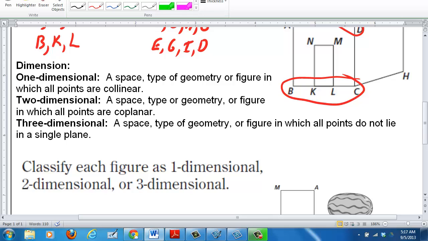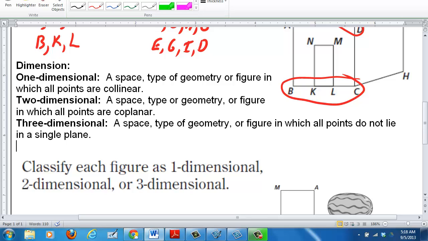All right, now that we've defined collinear and coplanar, that's going to allow us to define dimensions in geometry. We know that we live in a 3-dimensional world, but we can break those 3 dimensions down, and let's just say that we lived in a 1-dimensional world. Well, 1 dimension in geometry means that all of the points would all lie on the same line, or they would all be collinear. Therefore, we define 1 dimension as a space, a type of geometry or figure in which all points are collinear.